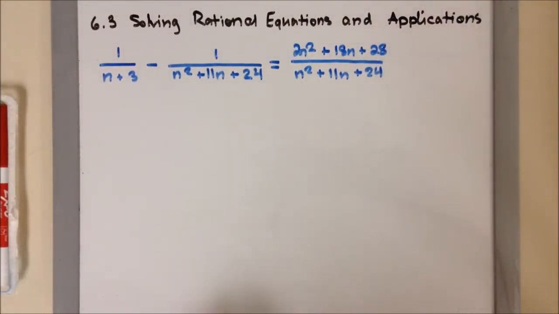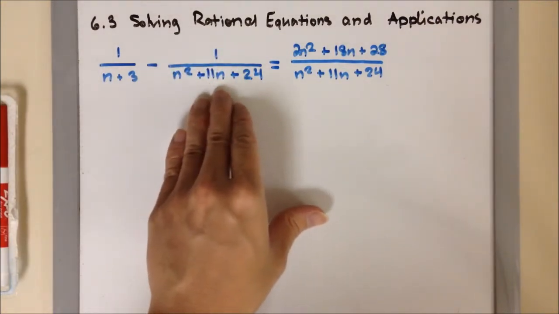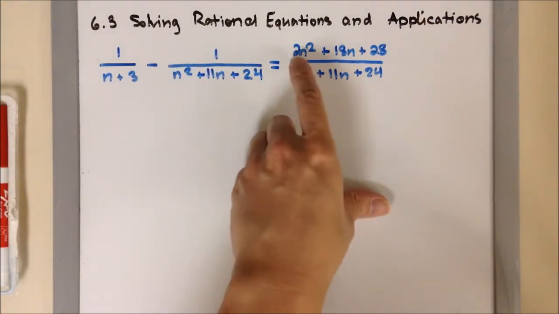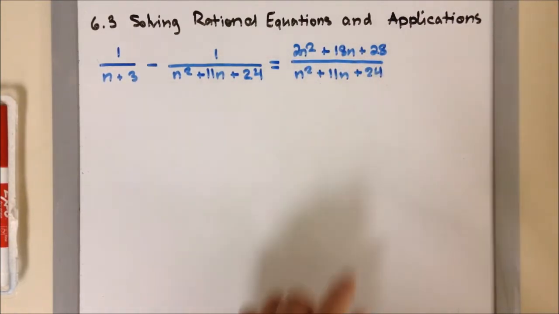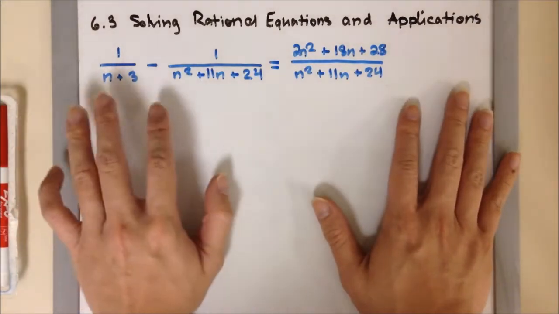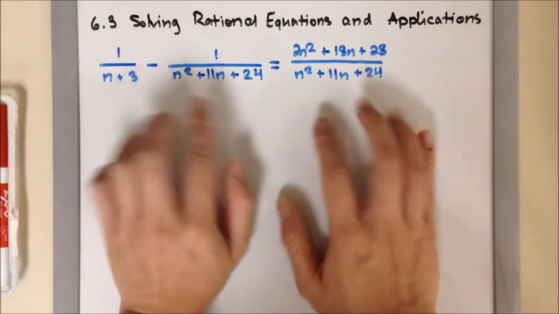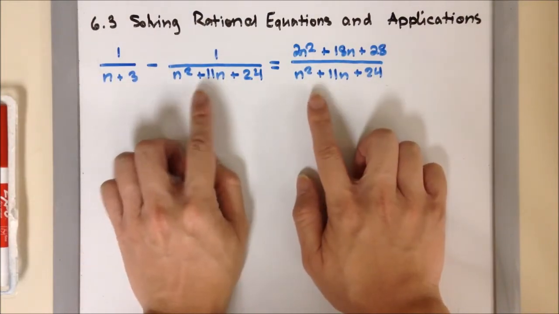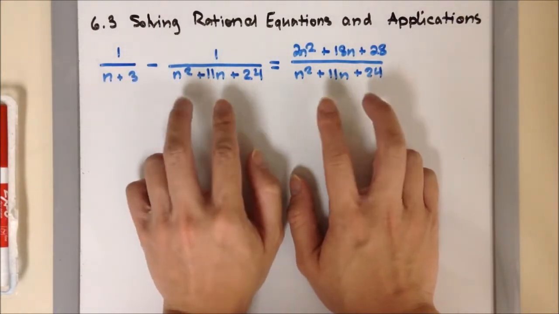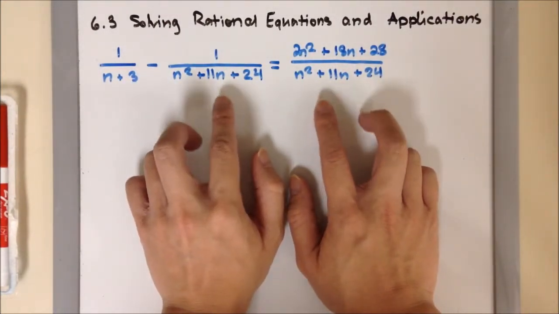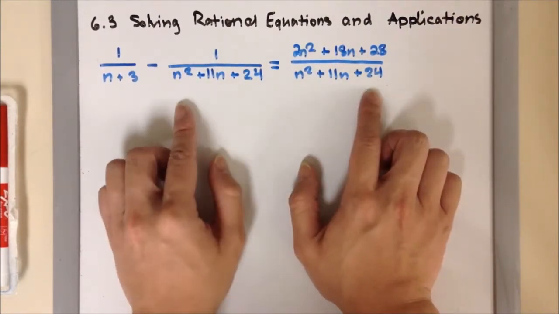Alright, in this example, we have 1 over n plus 3 minus 1 over n squared plus 11n plus 24 equal 2n squared plus 18n plus 28 over n squared plus 11n plus 24. So right now we have three fractions where one has n plus 3 and these two are the same, n squared plus 11n plus 24. So what you would have to do when you're looking for your LCD, lowest common denominator, is factor this. You only factor once because these two are the same.